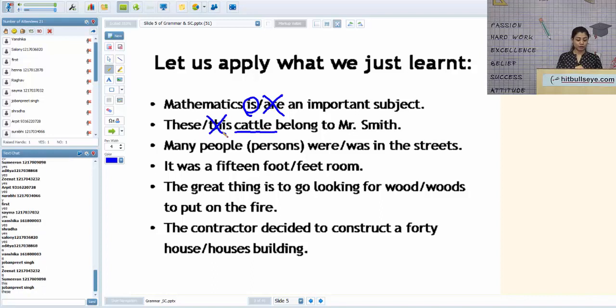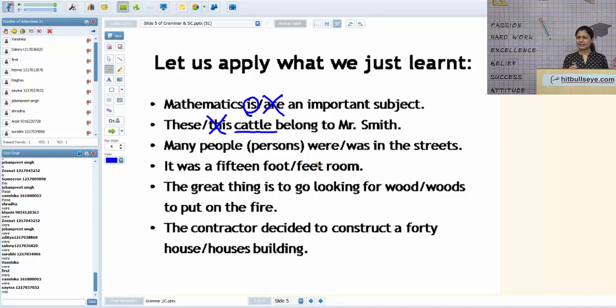Let's move on to the third question. What do you guys think? Will it be many people were/was in the street? Were. Great, great. All of you are correct. Shraddha, Khushi, Zeenat, Robinpreet, Aditya, Saloni, Surbhi, Vanshika. Great. All of you are correct about this one.